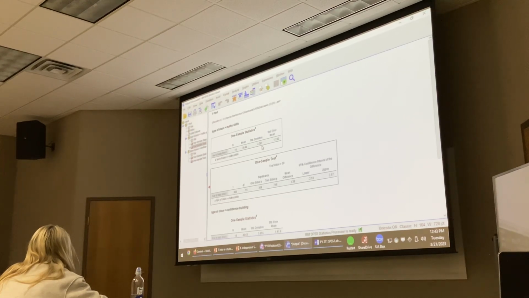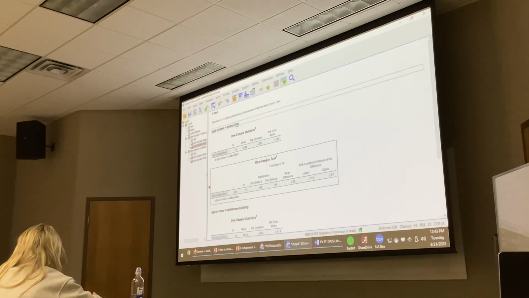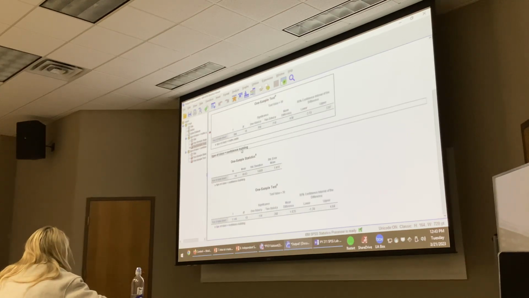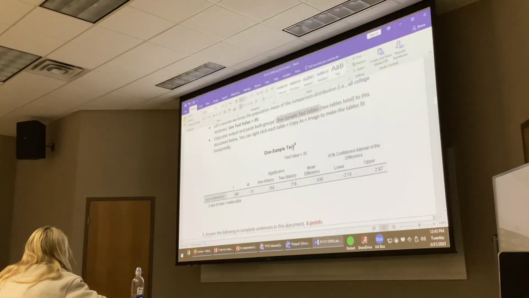So a one sample t-test is comparing our single sample, with our mean and standard deviation, to a population with a known mean but unknown variance or standard deviation, okay? So it definitely helps to know what you're doing. So this is for the math skills group. Same thing here, but this is for the confidence building group. So you run two one sample t-tests.